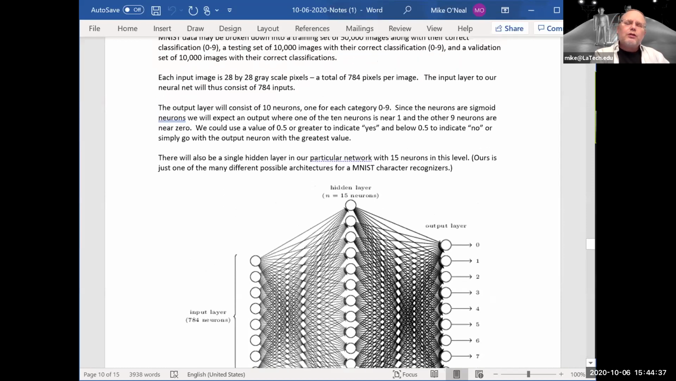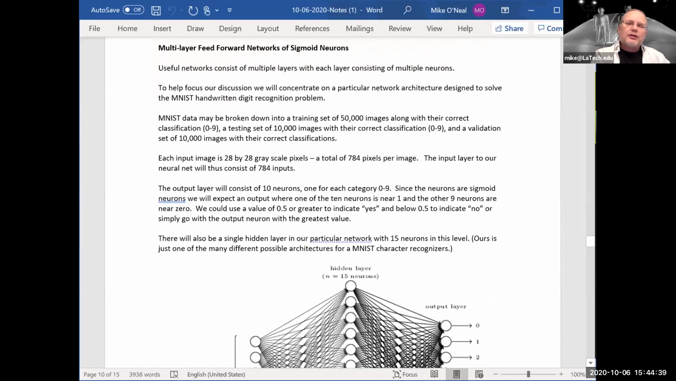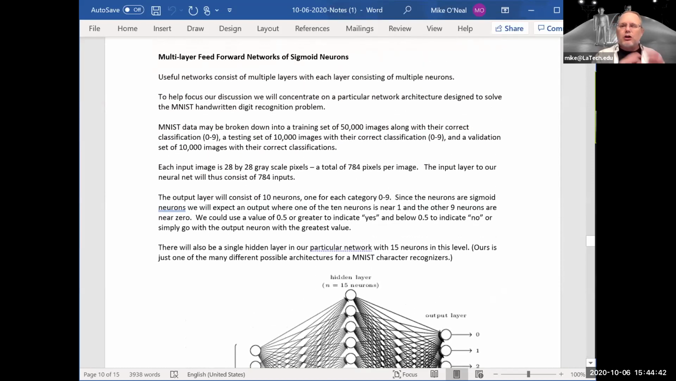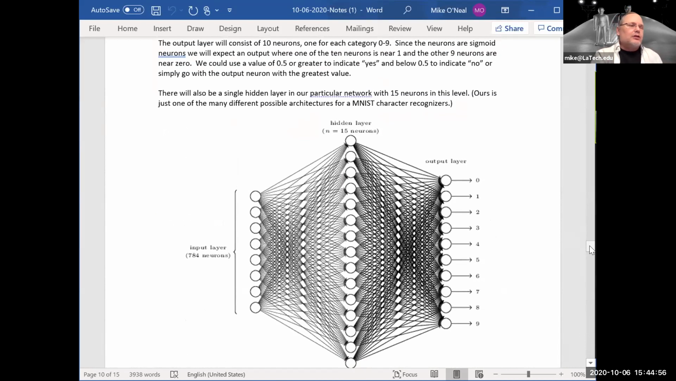What we're going to do, and Michael Nielsen's book talks you through it, is build a neural network that solves the MNIST handwritten digit problem. What is MNIST?